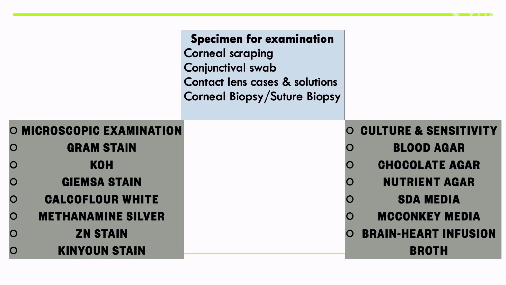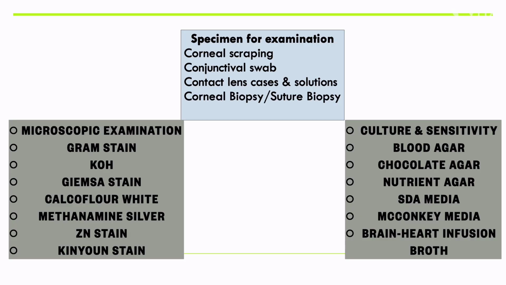Now, coming to the diagnosis part, corneal scraping is the most valuable specimen for diagnosing a suspected microbial ulcer. We can also examine conjunctival swabs, contact lens cases, and solutions, and when necessary, corneal or suture biopsies. So, direct microscopy provides an early diagnosis. We can do Gram stain for bacteria, KOH for fungi, and selected stains such as Giemsa and ZN stain for specific organisms.